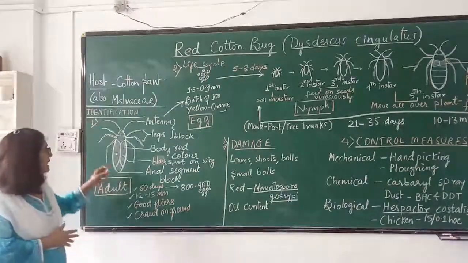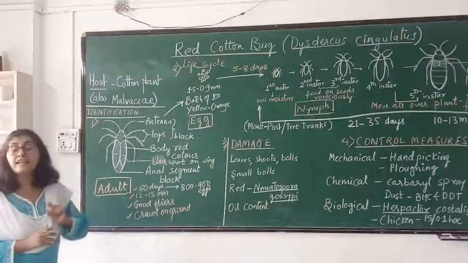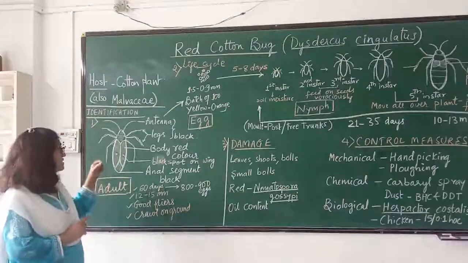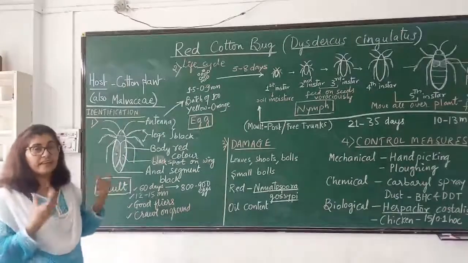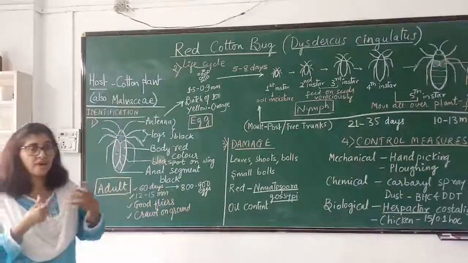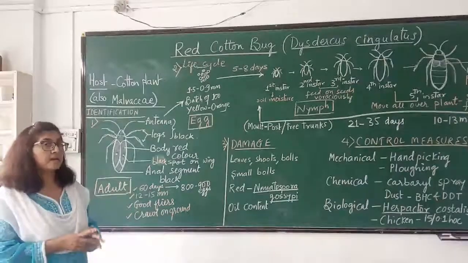Now the size of the bug is 12 to 15 millimeter in length. It is a good flyer, very good flyer. When you shake the cotton plant, then they fall on the ground and they also crawl very fast on the ground.